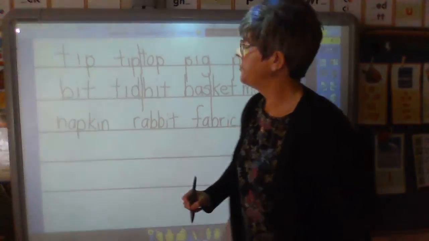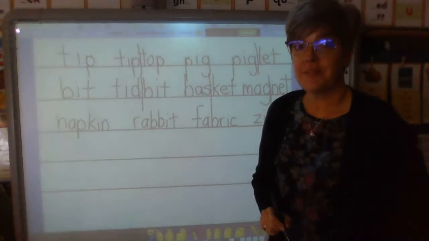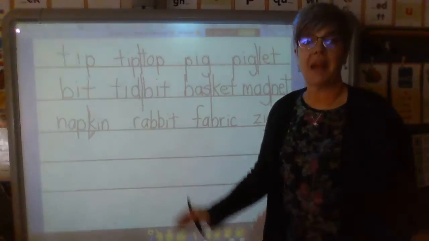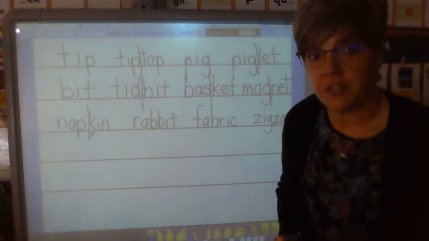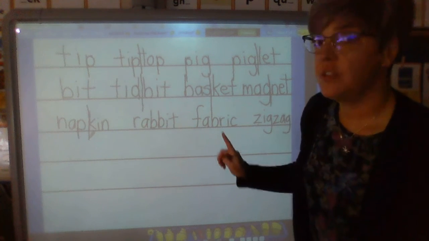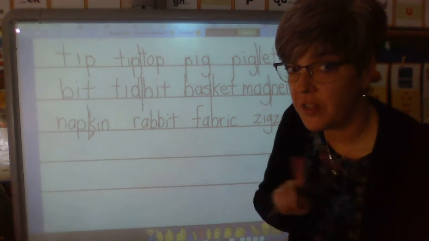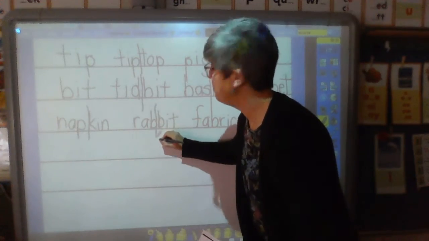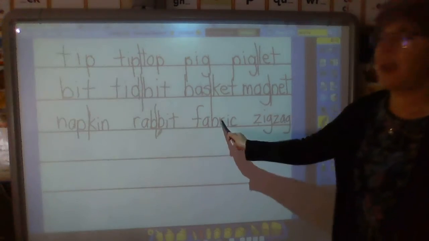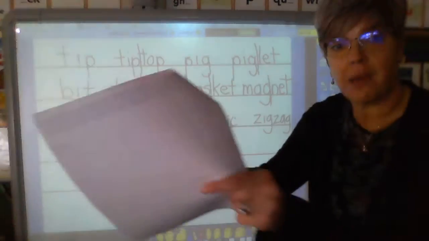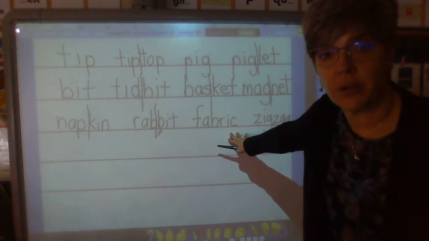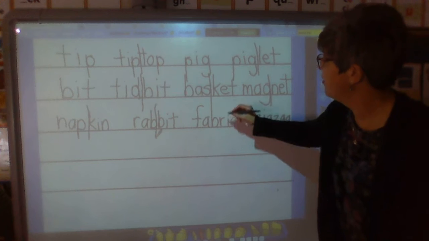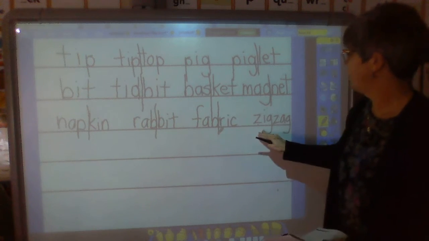Clap it out. Napkin. Divide it where? That's right, between the P and the K. Rabbit. Clap it out. Rabbit. Divide it where? Do you see the pattern? Do you see the two consonants that are in between the two vowels? Between the B and the B. Good job. Fabric. Clap it out. Fabric. Divide that word where? Do you see the pattern? Vowel, consonant, consonant, vowel. Divide it between the B and the R.